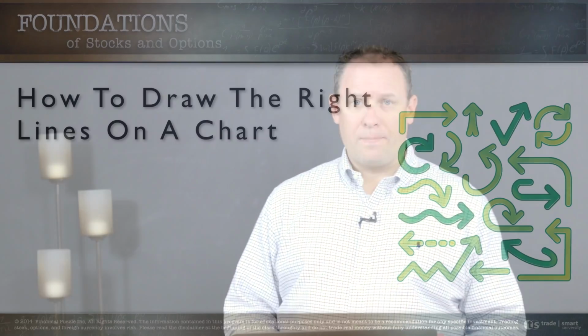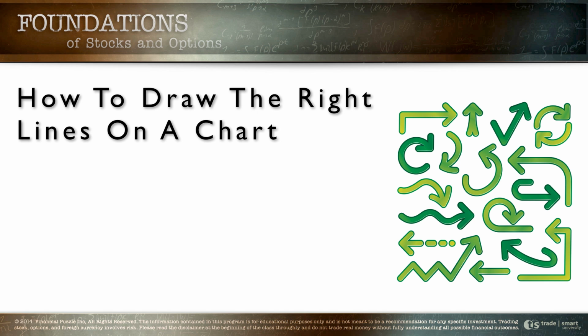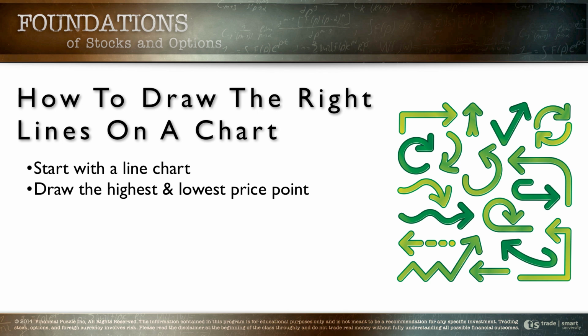Now, the question then becomes, as we approach this stock, how do we start drawing lines on the chart? So here's the process that we're going to use. The first thing you want to do is start with a line chart. Remember, the line chart's the most basic. It's just the line connecting the dots together. Start with a line chart. That'll give us a nice clean turning point to draw off of.